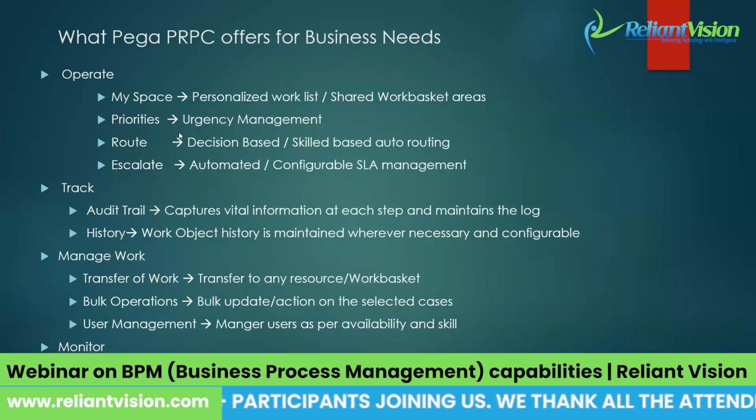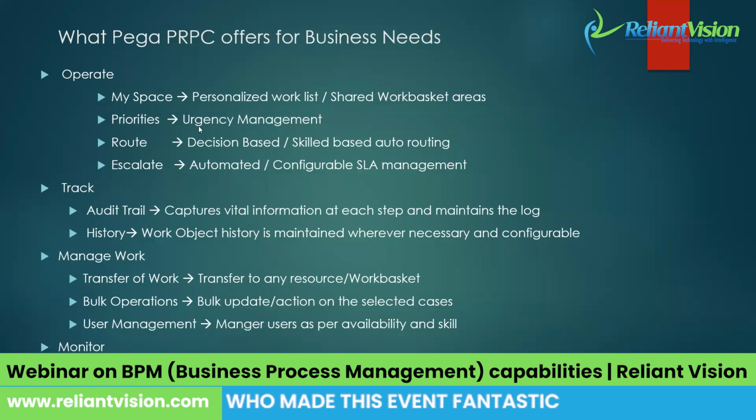What Pega PRPC offers for business needs. For operating, you can personalize the work list and shared work baskets. Urgency, you can set that. Suppose based on gold or some silver account type, you want to give more urgency, so those cases will be processed first.